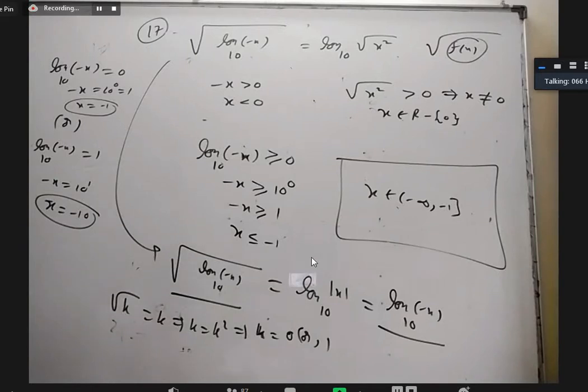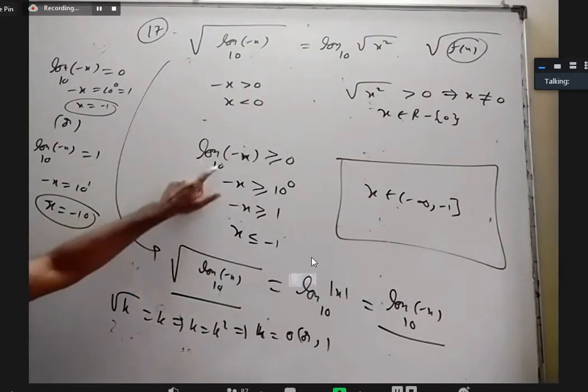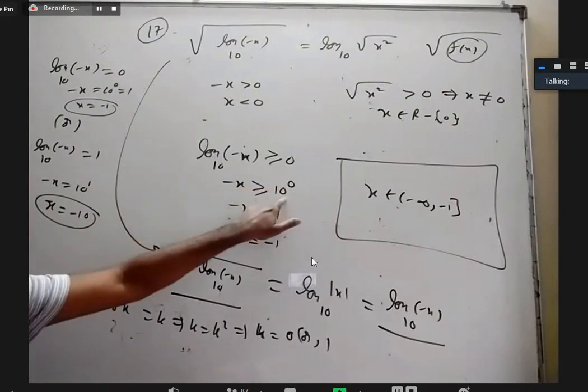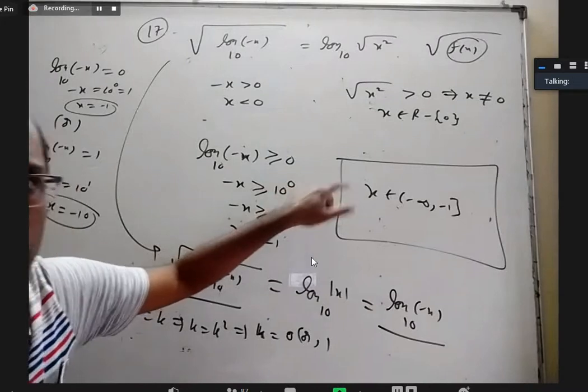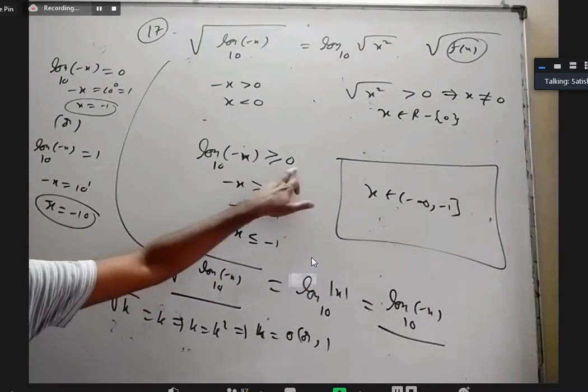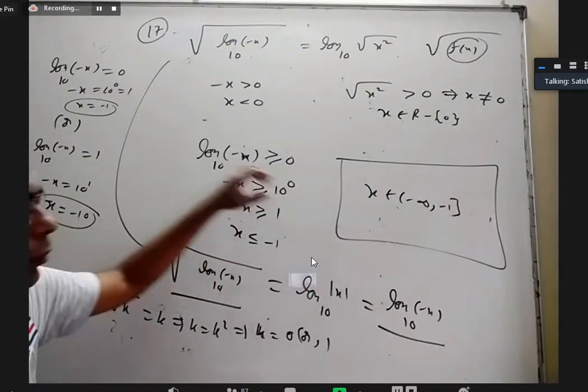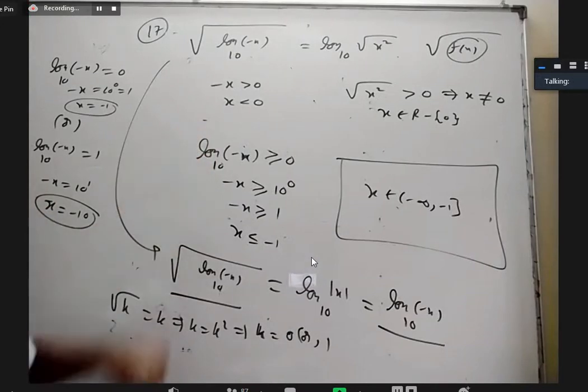That's the step I want. From here to here, 10 power 0. Log x base a equal to m means x is equal to a power m. Similarly, log x base a greater than or equal to m means x is greater than or equal to a power m, provided the base is more than 1. Yes, sir. Okay, sir.